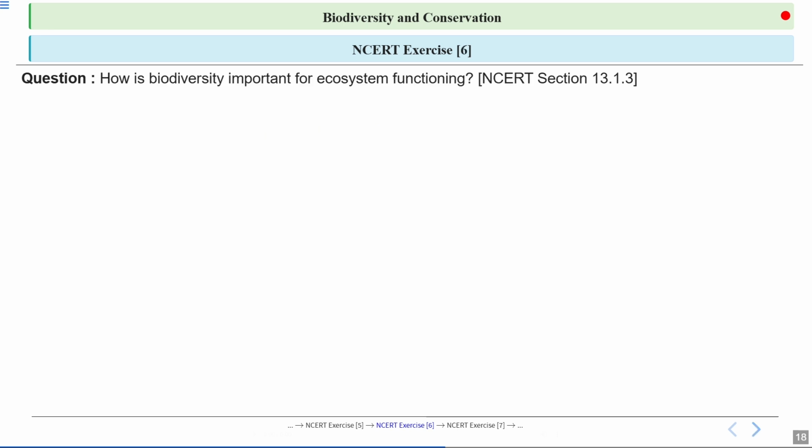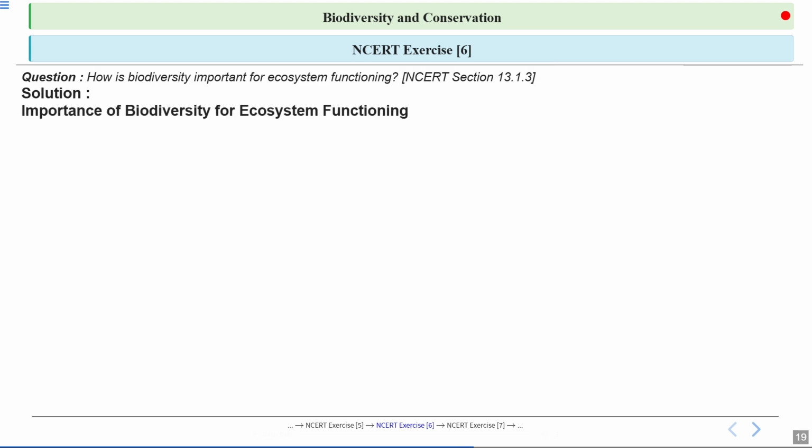Next question, how is biodiversity important for ecosystem functioning? So what will be the correct answer here? Let's have a look at the answer. Biodiversity is important for ecosystem functioning. Let's understand this. It is essential because it ensures the different species work together to maintain the balance of nature, through pollination, by maintaining soil health, and by controlling pests.